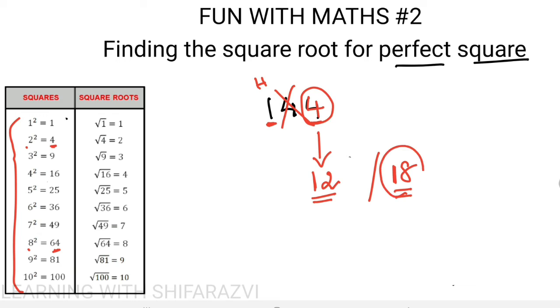18 is ruled out. Why? Because 18 into 10 itself will give 180. But the answer is 144. So my answer would be 12. So without doing any tedious calculation, we found that the root of 144 is 12. Shall we try with another number?